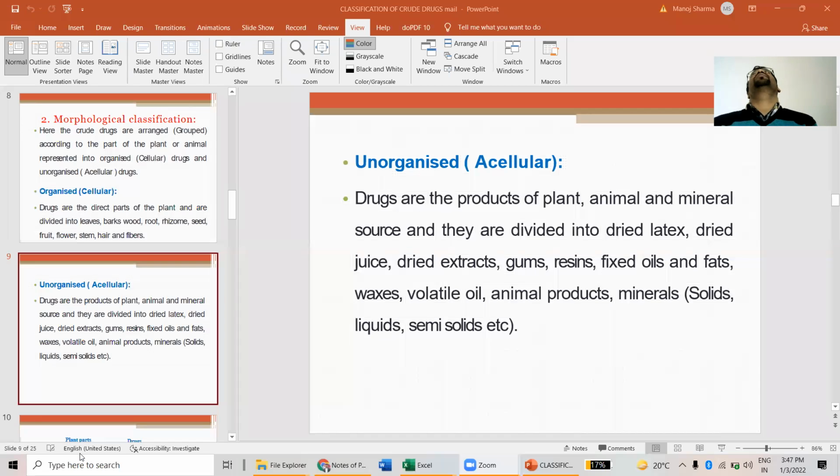Or there are no tissues present in the soil. So many times the question is asked on the basis of cellular and acellular, right? Or organized or unorganized. And that is an intermediate part of morphological classification. If the question is asked, what is morphological classification, then you have to mention organized and unorganized also. Understood? Next.